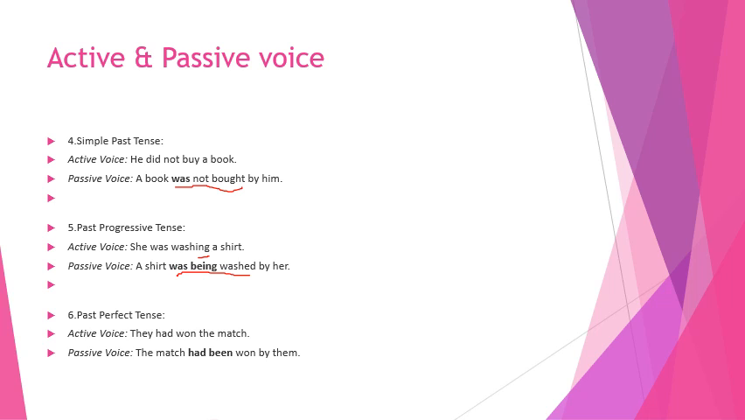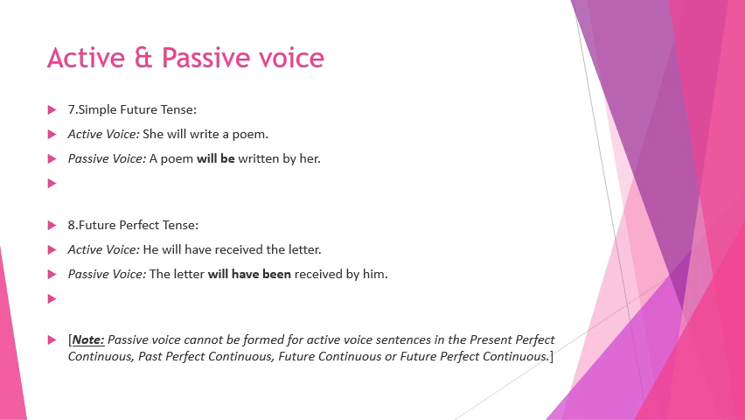Number six, past perfect tense. They had won the match. The match had been won by them. We will use "been" with "had" in passive voice. Number seven, simple future tense. Active voice: She will write a poem. A poem will be written by her. Will be: addition of "be" with the third form of the verb.